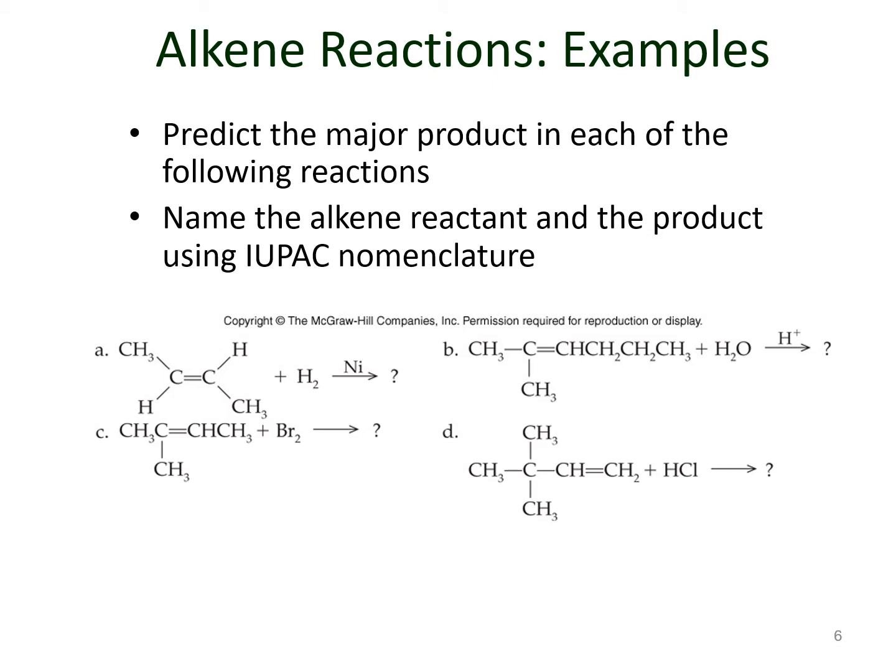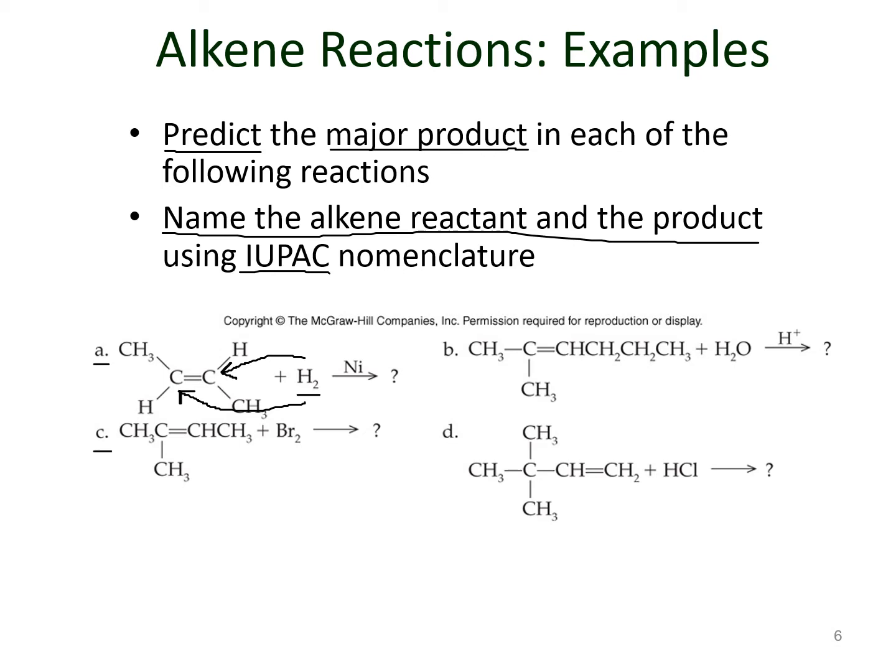Next are a few examples of alkene reactions in which you have to predict the major product of the reaction, and also name the alkene reactant and the product using IUPAC nomenclature. So let's go with the first example, which is a 2-carbon alkene, and hydrogen gas is going to be added to this one. So this is a symmetric reaction. One hydrogen goes to this carbon, the second hydrogen goes to the other carbon, and there is always going to be only one product.